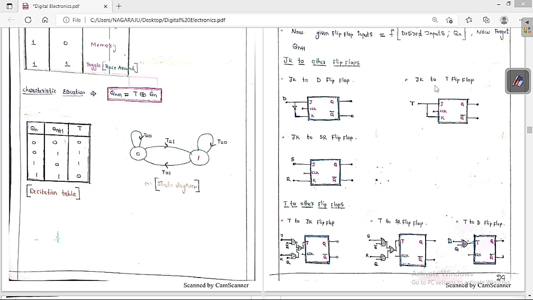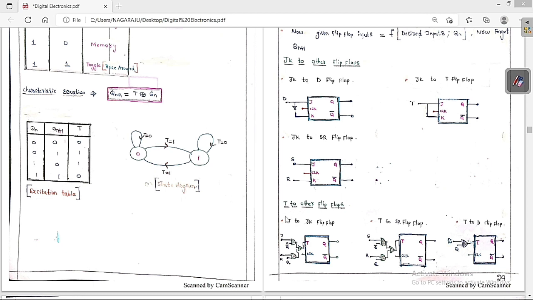Similarly, I want to make the T flip-flop from the JK flip-flop. So we are given a JK flip-flop. With this connection, I connect the J and K together and I call this T. So with this JK flip-flop, I made the T flip-flop with this connection. Similarly, JK to SR flip-flop. So we are given JK and now I want to make this the SR flip-flop. Just connect J to S and K to R. So if you connect J to S and K to R, this is called the SR flip-flop from the JK flip-flop.